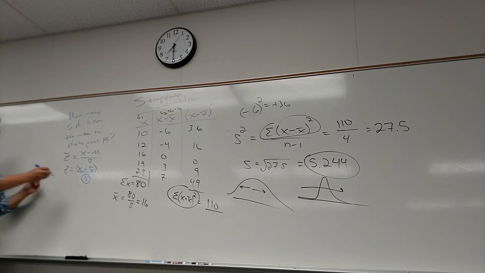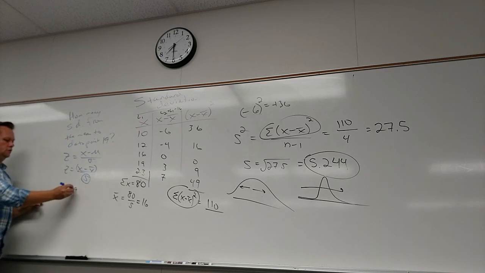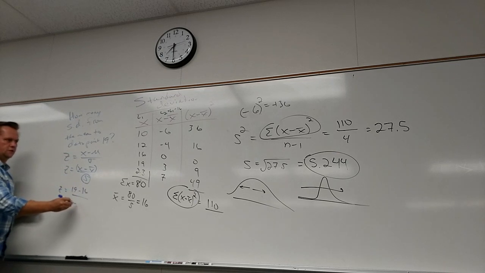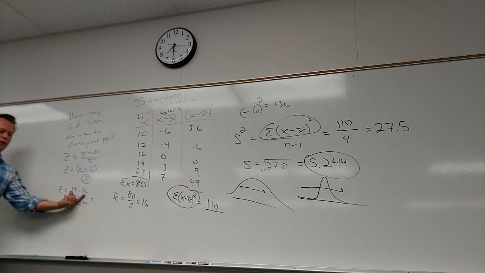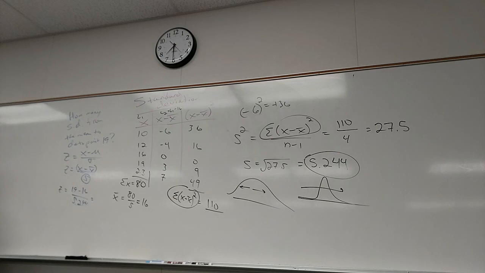So what do you get for this? What's the data point I'm curious about? 19. What's the mean? 16. And what's the standard deviation? 5.244. Now I know already the answer. How far away is this? It's only 3 away. Is it a full step away? No, so my answer should come out less than 1. It's not even 1 step away.